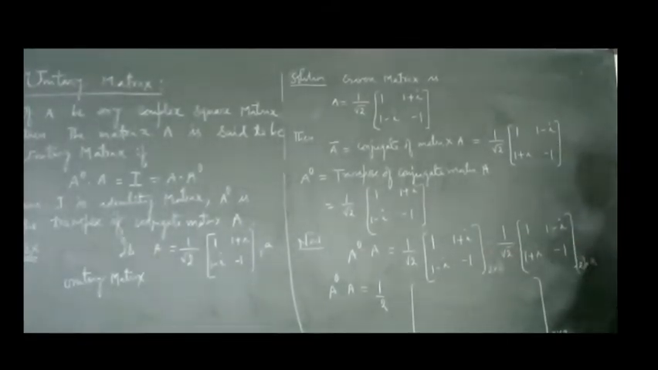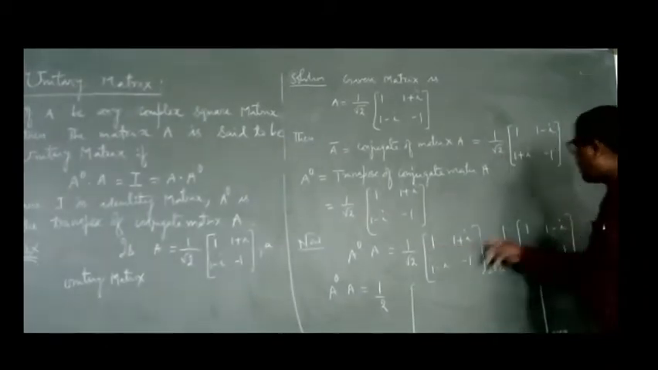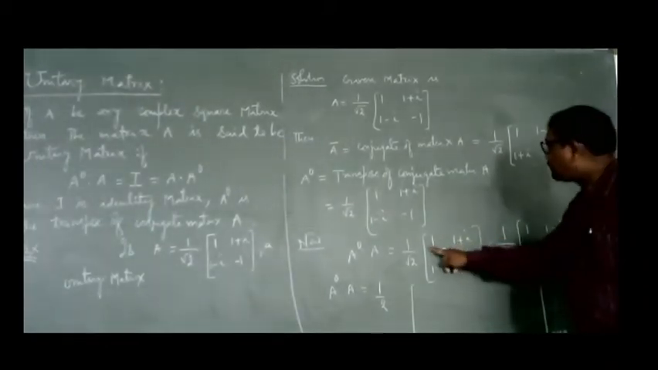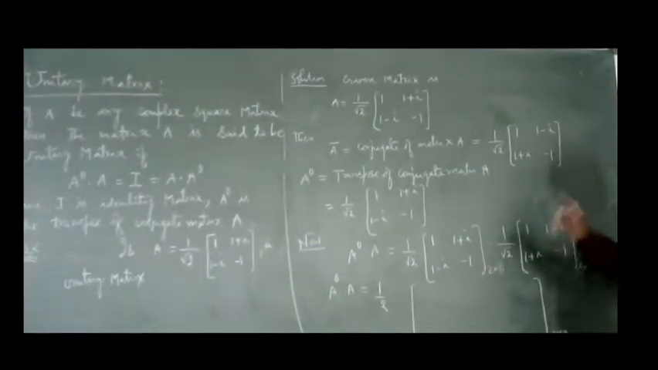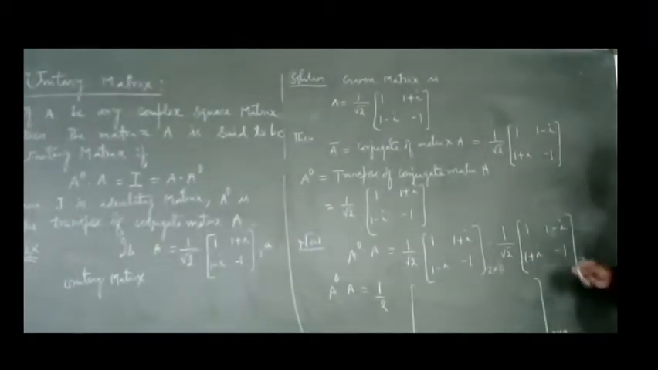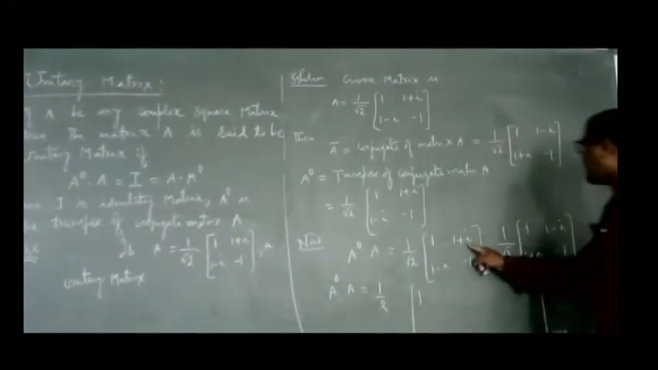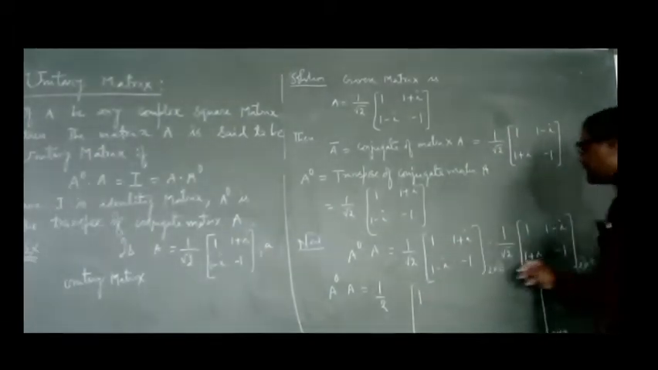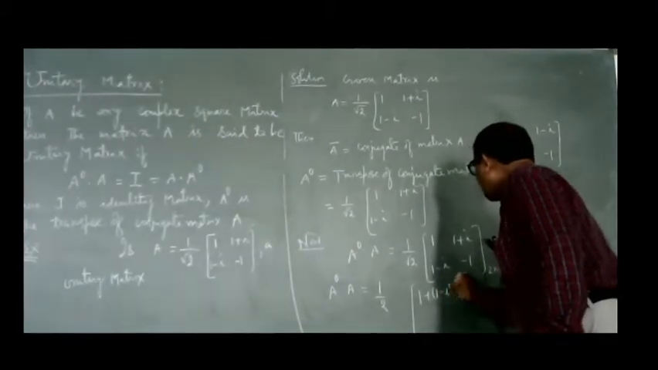I told you earlier, the procedure is row by column. So we first select the first row of the pre-multiplier, and then we multiply with the first column of the post-multiplier. 1 into 1 is 1. 1 plus i, 1 minus i is 1 squared minus i squared.